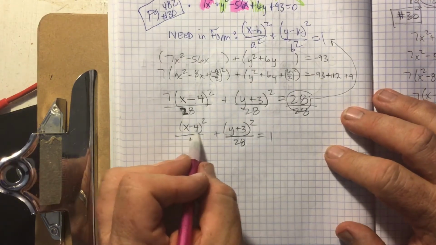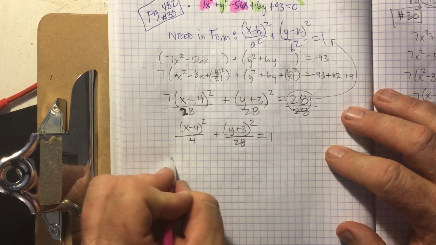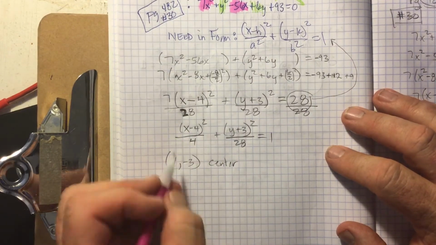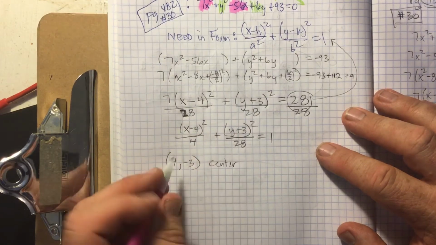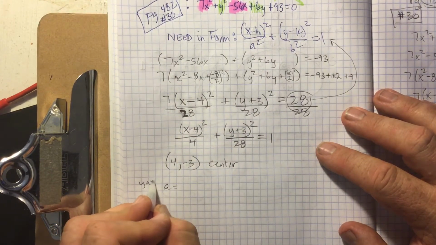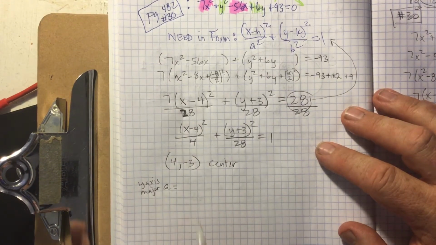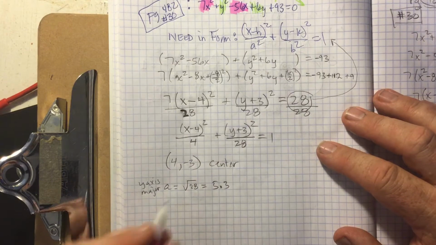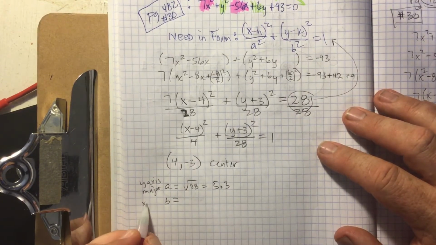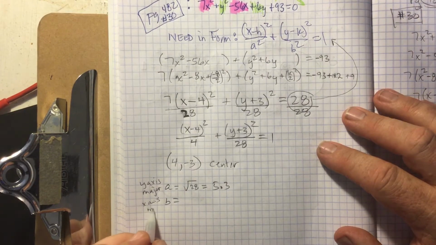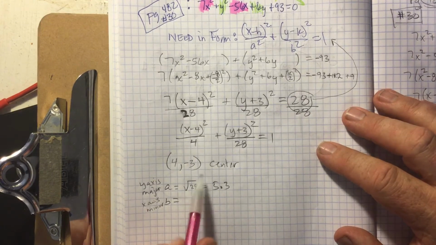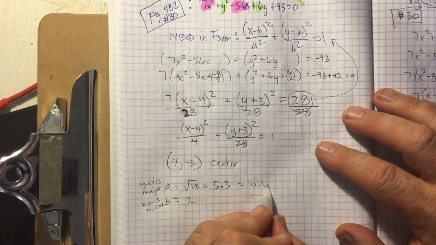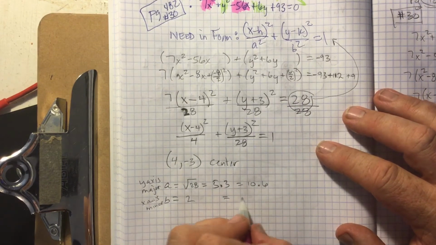Let's label everything. So I know my h and k are the opposite of those. So my h is 4 and my k is negative 3. So that's my center. I know that my major axis is on the long one here, so my major axis is going to be on the y-axis. And it is going to be the square root of 28, which is about 5.3. And my b, which is the x-axis now, the minor axis, is going to be 2. So my length of the major axis is 10.6, and my length of the minor axis is going to be 4, because we just double it.